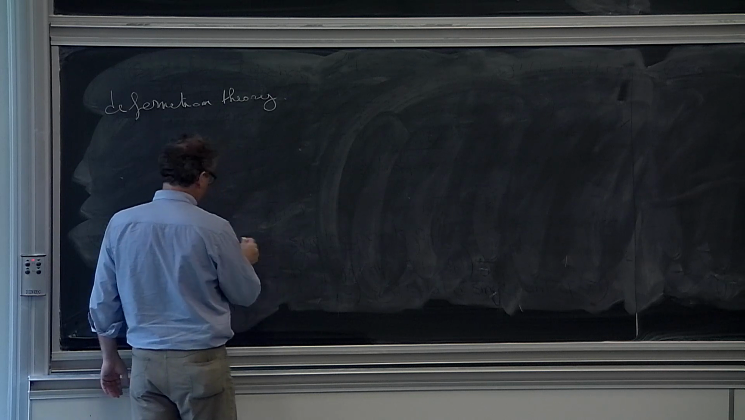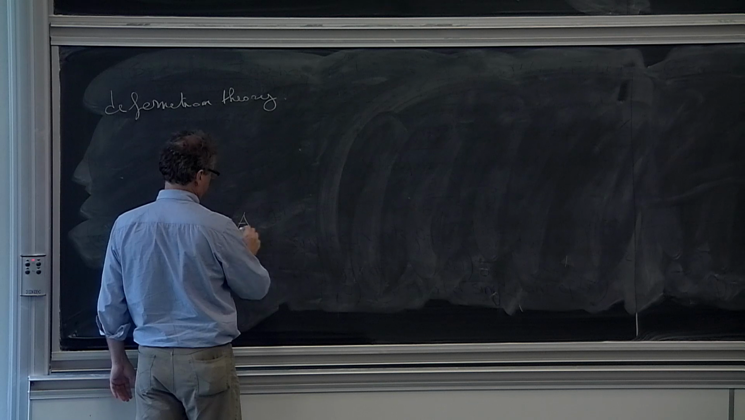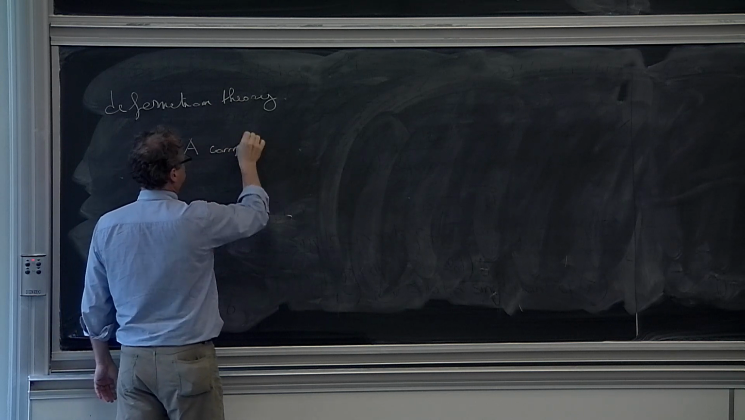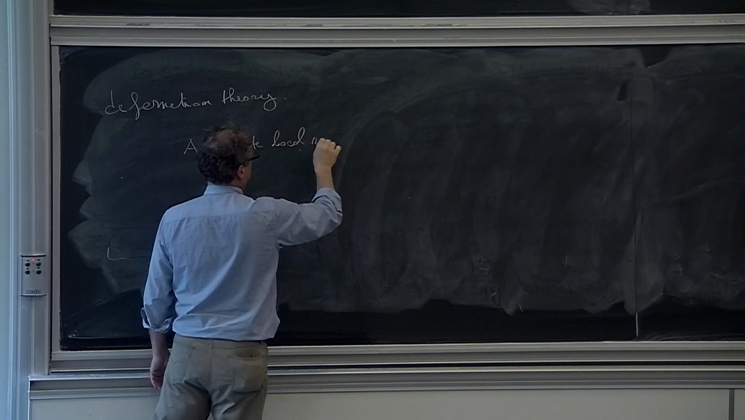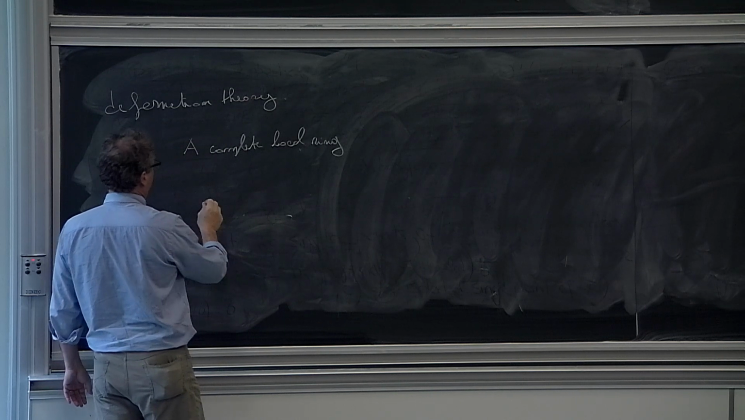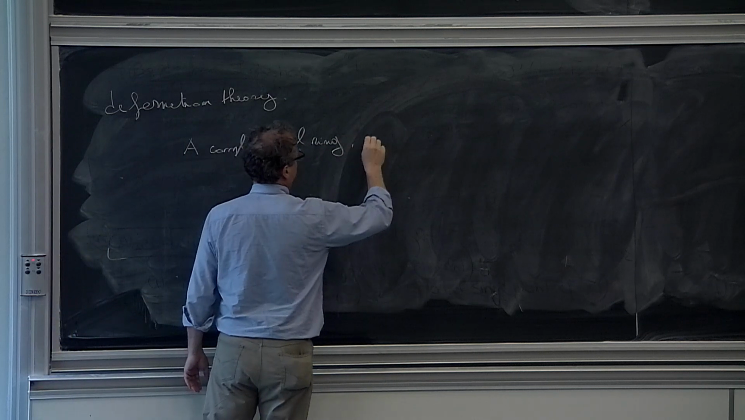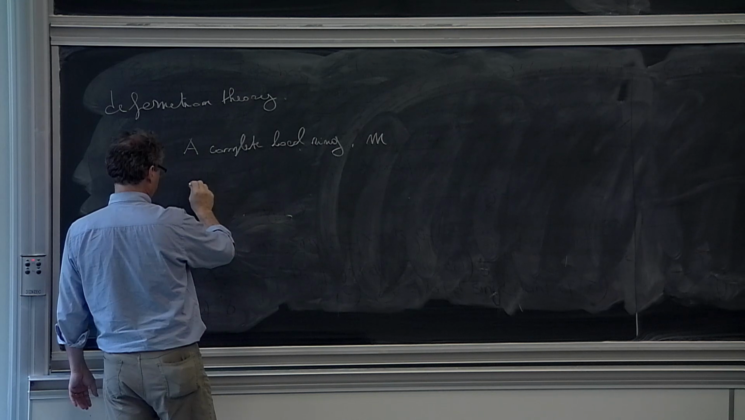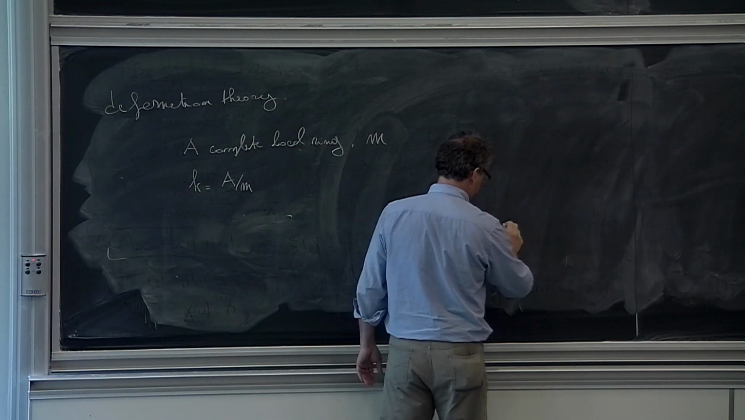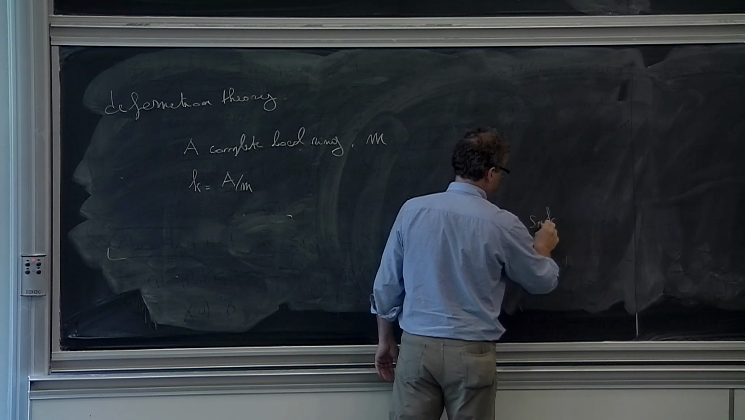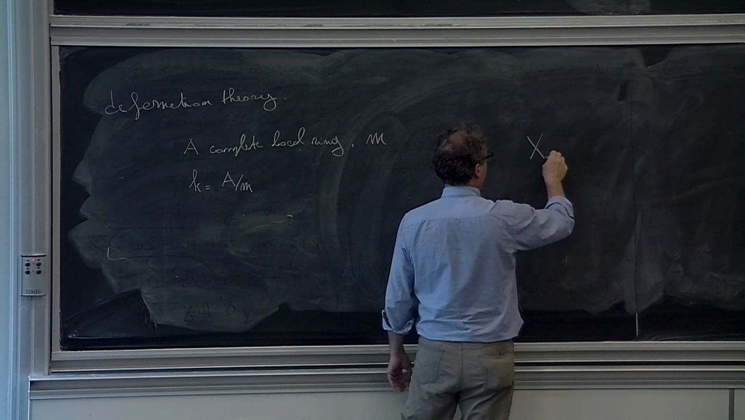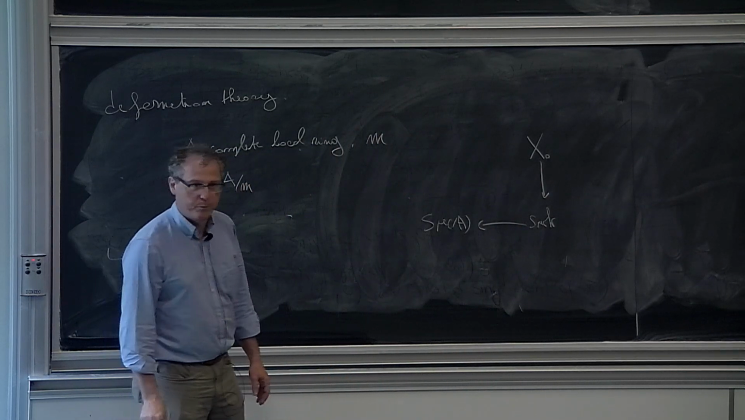You have the following problem. You have, let's say, a complete local ring A, and you have the ideal, let's say the ideal is M, and K is A divided by M. So you have the following situation. You have spec K inside spec A, and then you suppose that you have a smooth projective variety here.